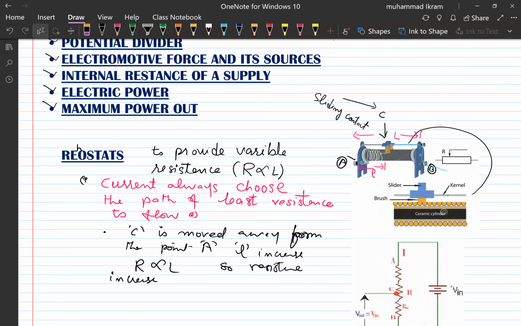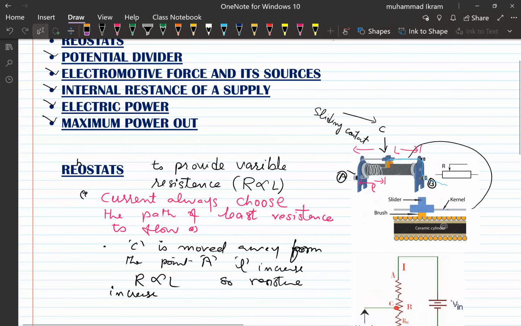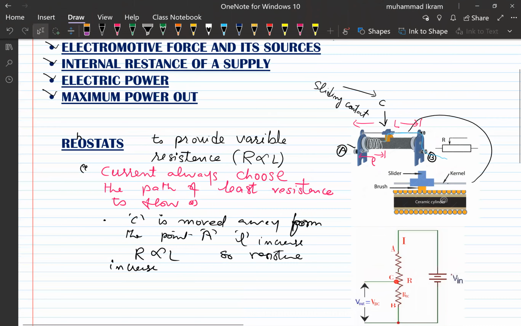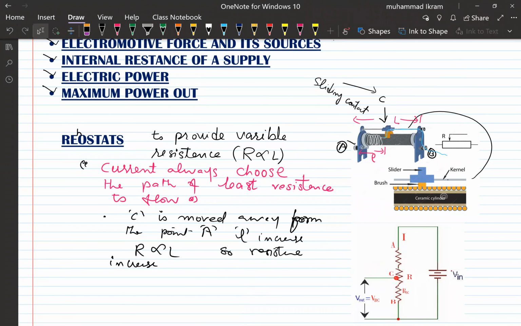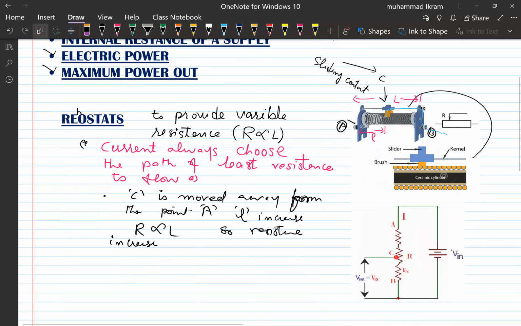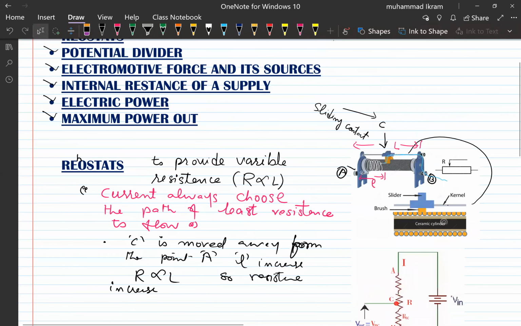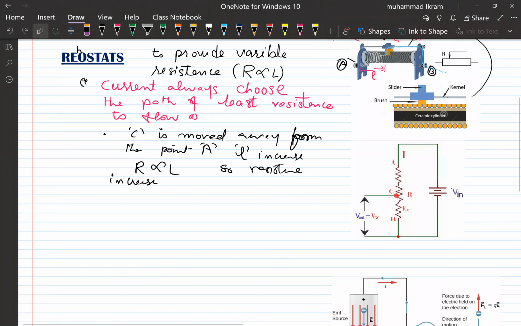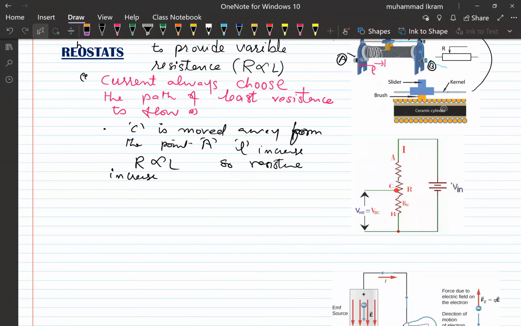So this rheostat plays a very important role in controlling the current in a circuit. It can also be used as a potential divider. Now I will explain to you how we can use the rheostat as a potential divider.